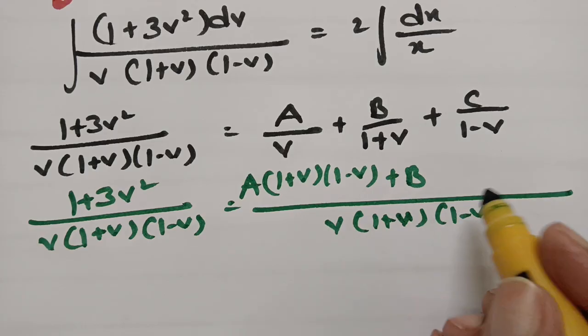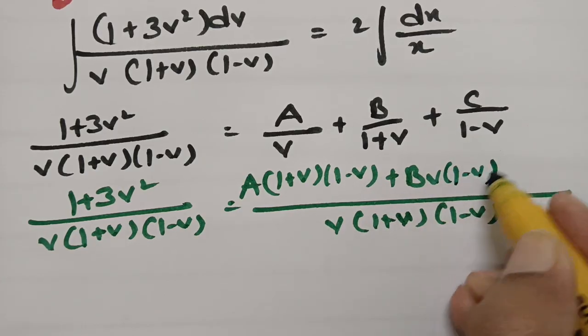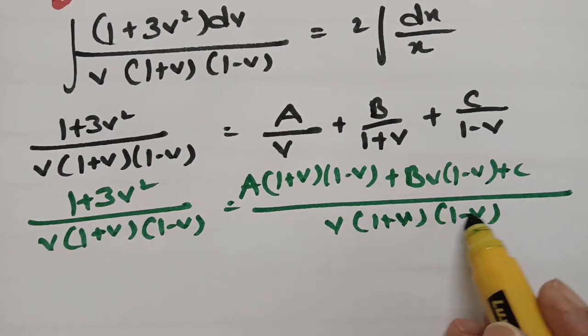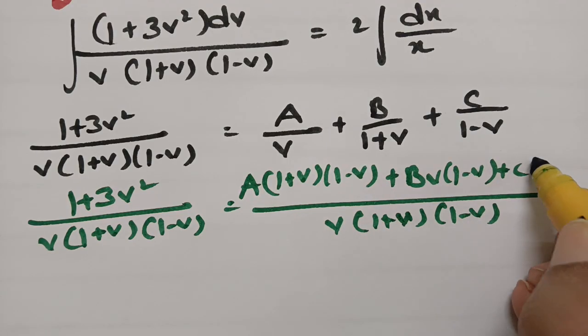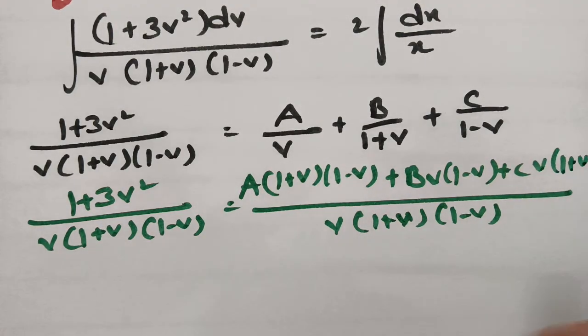So what is left over? v into (1 minus v) is left over for c. So there is 1 minus v here, so these two I have to multiply. This is v into this value, 1 plus v.